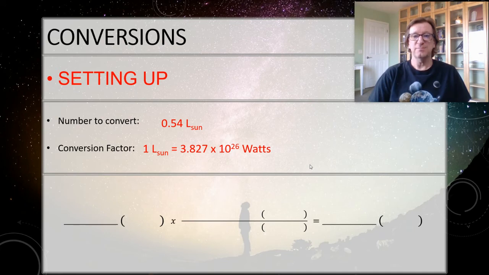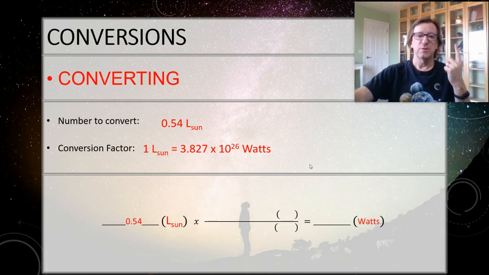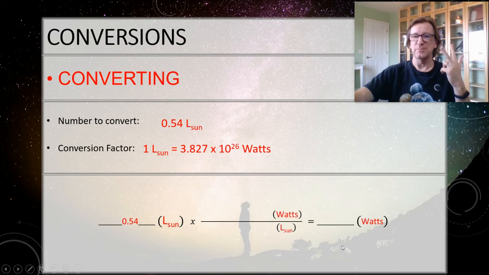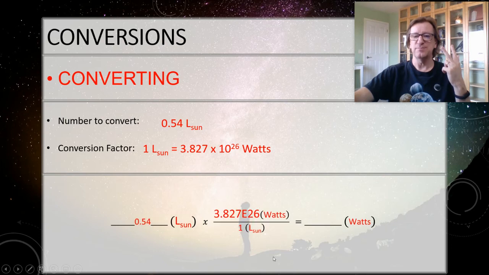All right, you got it back? Let's go through it. Step 1, write down that number times the fraction bar. Step 2, get your units to cancel. So I want the L sun in the bottom, I want the watts in the top. Step 3, the number is glued to the units. So the 1 goes in the bottom, 3.827 E26 goes in the top.